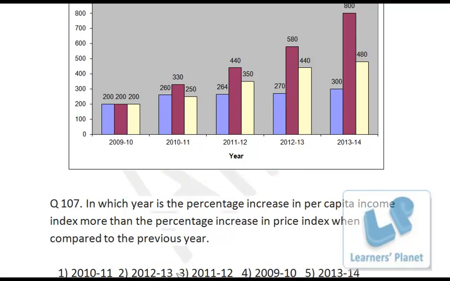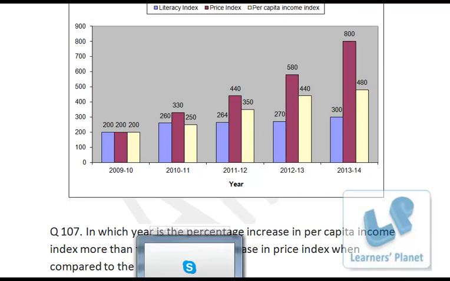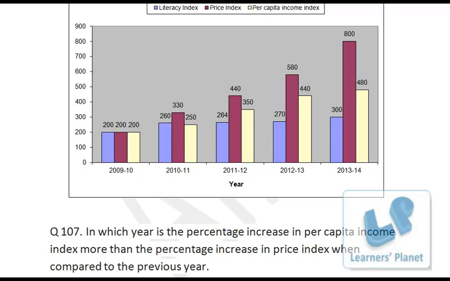In which year is the percentage increase in per capita income index more than the percentage increase in price index when compared to the previous year? So we just have to calculate price index and per capita income index, right? That is, percentage increase we have to see, and we have to find out in which year the percentage increase in per capita income is more than the percentage increase in price index. So here the price index is this maroon colored bar, and per capita income index is this yellow color bar, right? Cream or yellow, whatever you say.